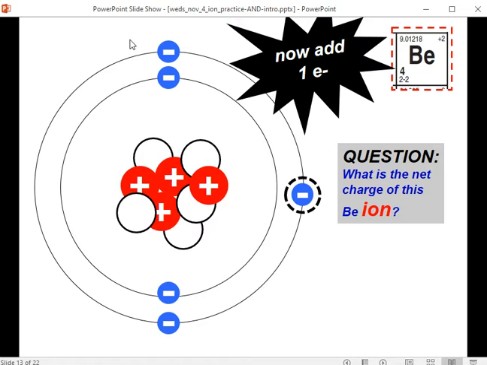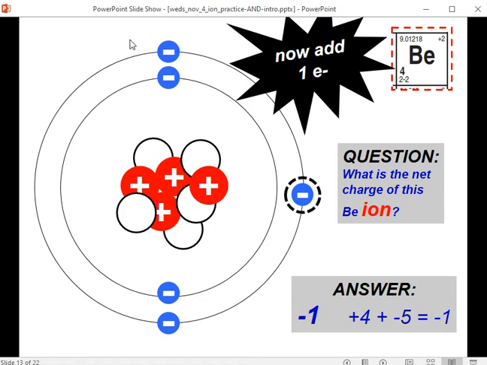Now here's the question. What is the net charge of this beryllium ion? If something has a different number of electrons than the original atom, we call it an ion. Ions are charged particles. They're either going to be a positive charge or a negative charge, not a 0, like an atom. We added 1 electron. You should be able to figure out that it has a net charge of -1 because we've got +4 from the protons. Now we've got -5 from the electrons. And if you do your integer math, that adds up to -1. We just added 1 electron. That gives it a -1 charge because it was 0 before.